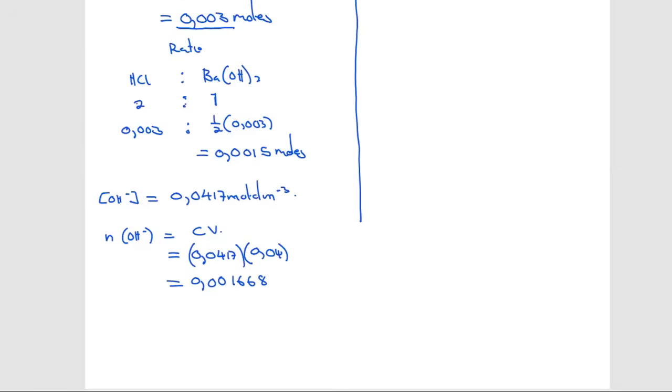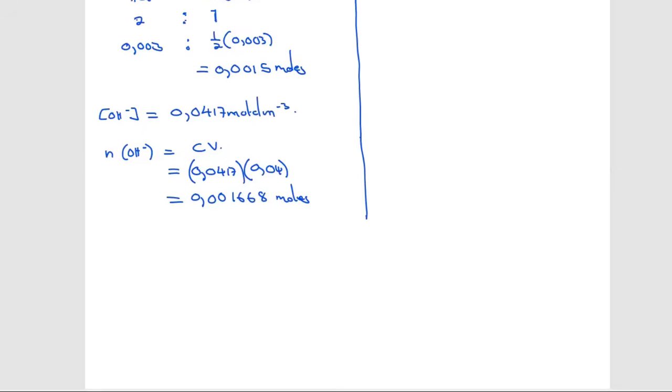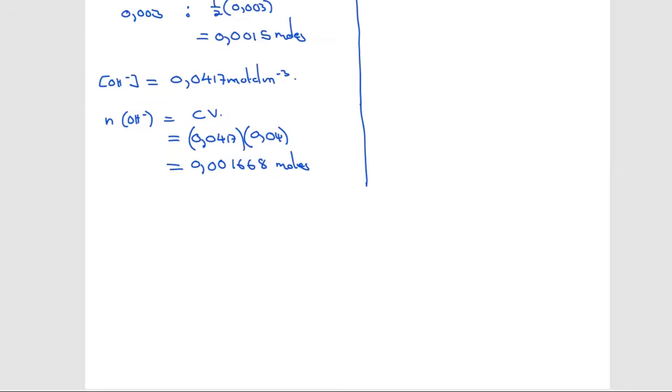0,00166. I just wrote everything there, right? So these are the moles of what? Of OH there. Now to proceed to the next part, what do we have now? Barium hydroxide neutralizes according to the following ratio.